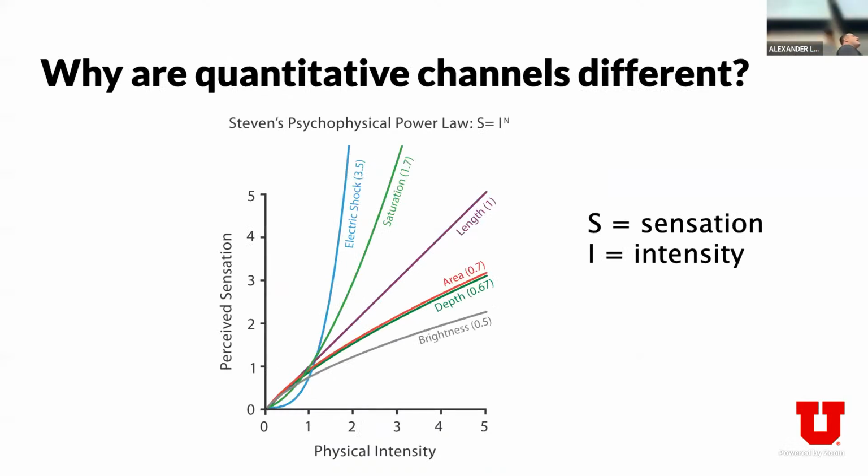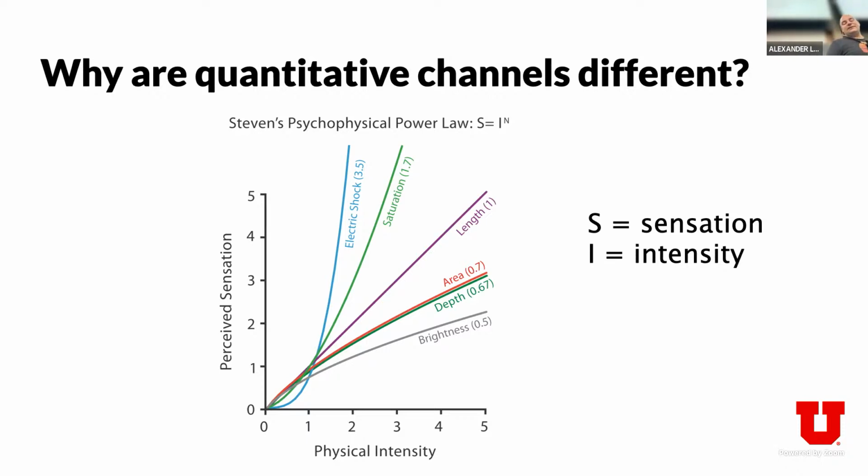one thing that you could ask is, well, what is going on? Why is volume or area so much more difficult for us to perceive than the distance between two points on a map, for example, or on a chart? And it turns out there is a law of perception that underlies all of this. This is called Stevens' psychophysical power law.